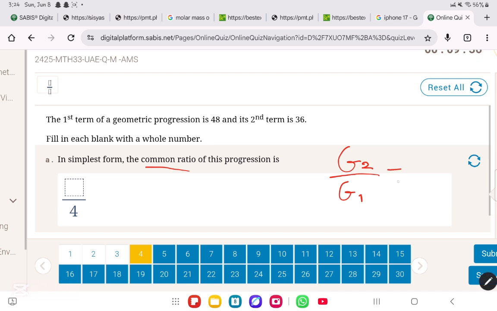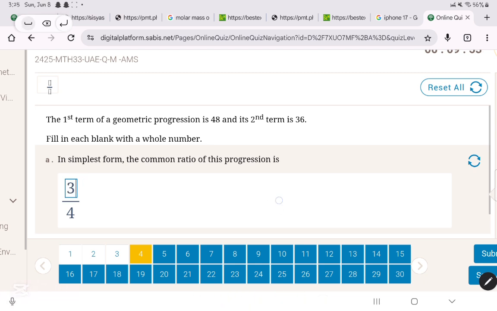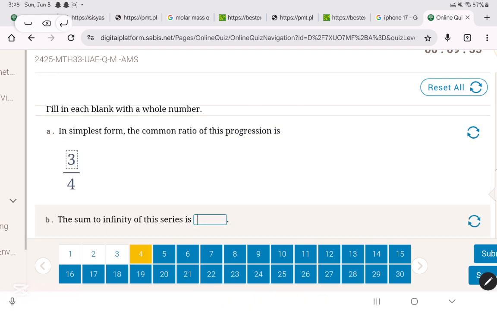So in this case, what is the next term or the second term? It is 36, divided by the first term or the previous term, which is 48. 36 divided by 48 will give us an answer of 3 over 4. So very simply, in simplest form, the common ratio of this progression is 3 over 4.